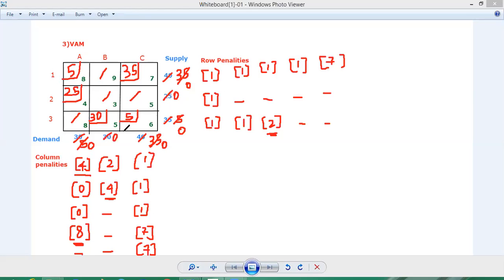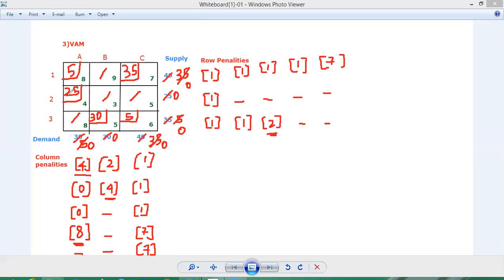The third row also, the sum of the allocations, 30 plus 5, is equal to 35. And the same for the columns: the sum of the allocations in the first column, 25 plus 5, is equal to the original demand, that is 30. In the second column, the allocation of 30 is equal to the original demand 30. In the third column, 35 plus 5 is equal to the original demand 40.